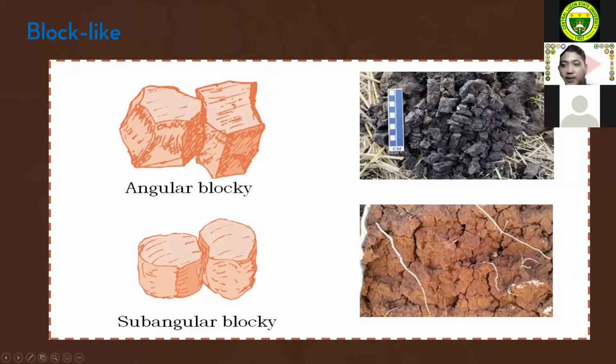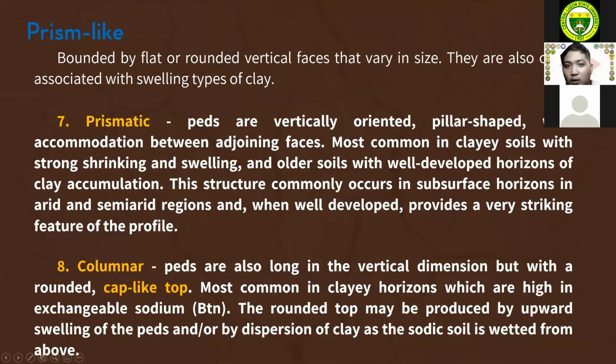Then we have the prismlike, bounded by flat, rounded vertical pieces that vary in size. They are also often associated with swelling types of clays. So these are elongated structure.